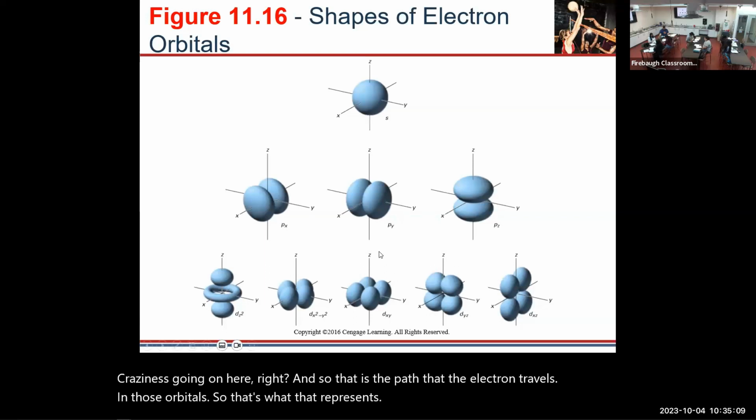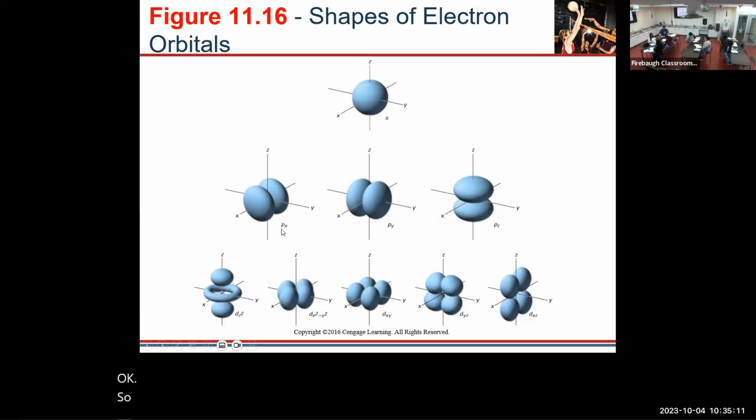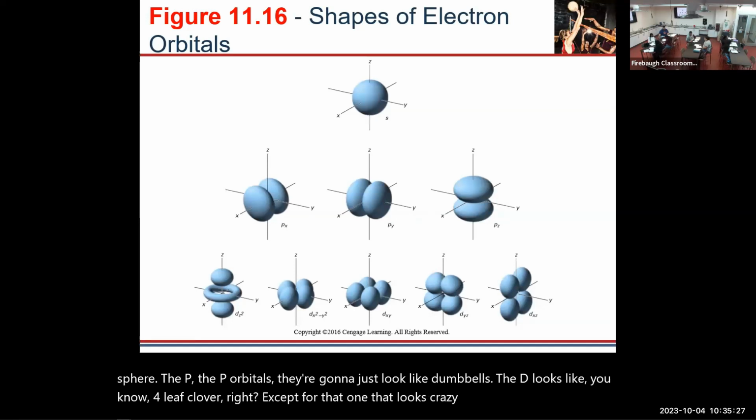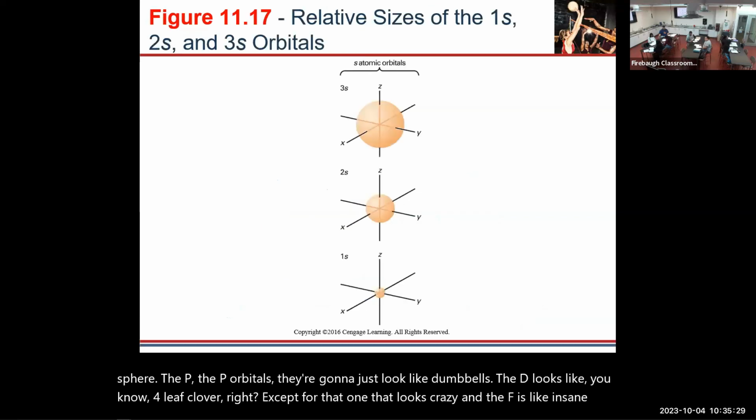Okay? So you want to be familiar with the images. S is going to be simple, it's just going to be a sphere. The P orbitals, they're going to just look like dumbbells. The D looks like, you know, a 4-leaf clover, right? Except for that one that looks crazy. And the F is like insane. We don't even show you that, right?